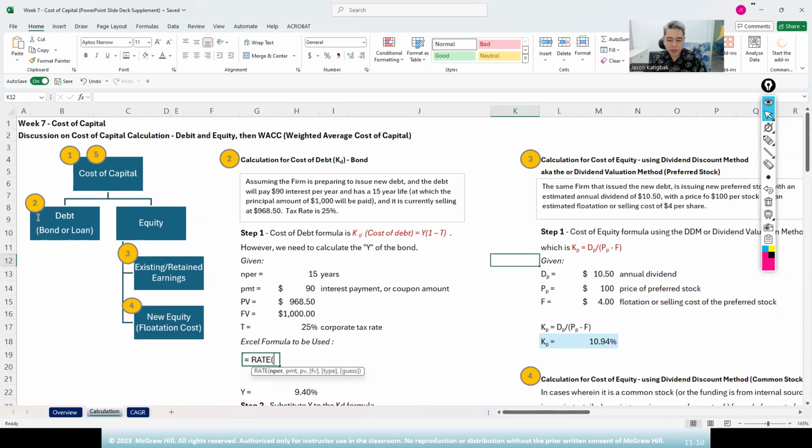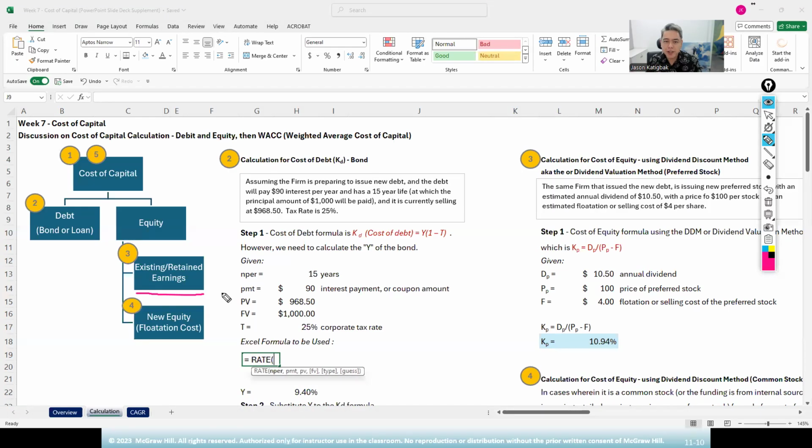So we're going to go to number three, both on CAPM and then also on the DDM or the dividend valuation method, right? So we'll go first with number three on existing retained earnings. Just a quick review, why do we say existing retained earnings? The company may not issue new equity. It would use its internal funds, meaning the net income accumulated in prior years or even last year. That will be retained earnings.